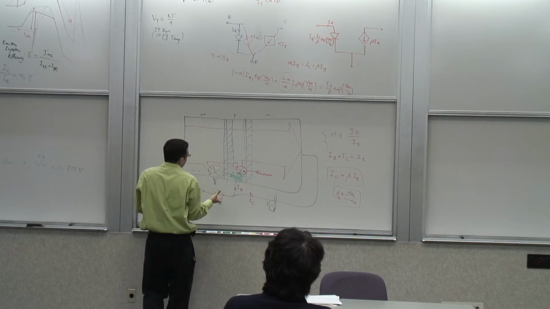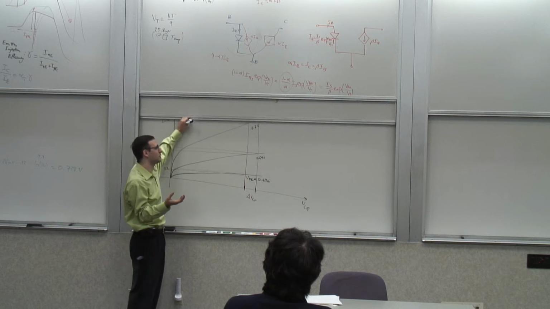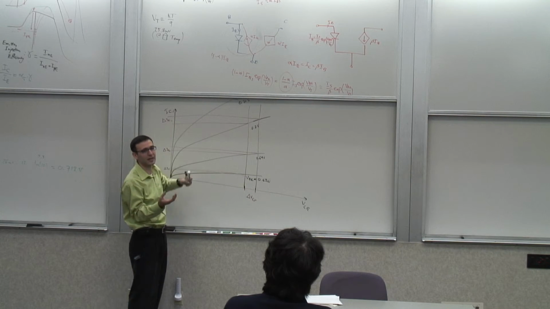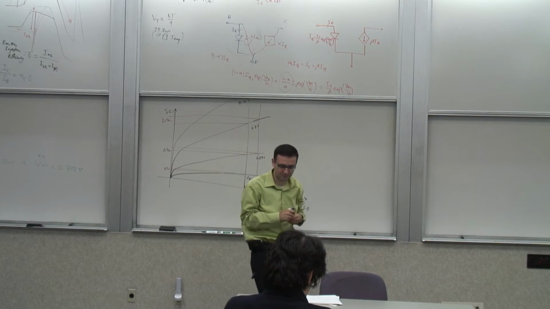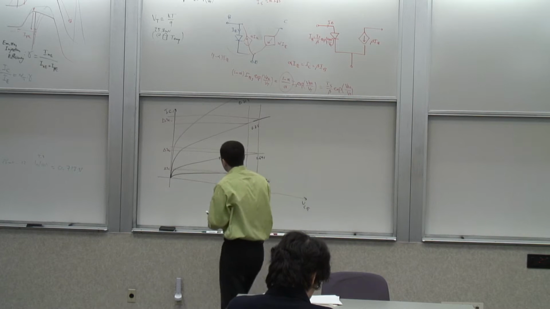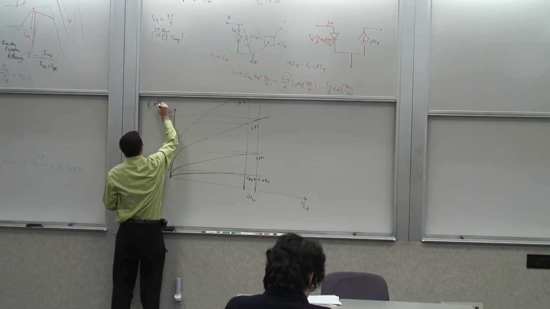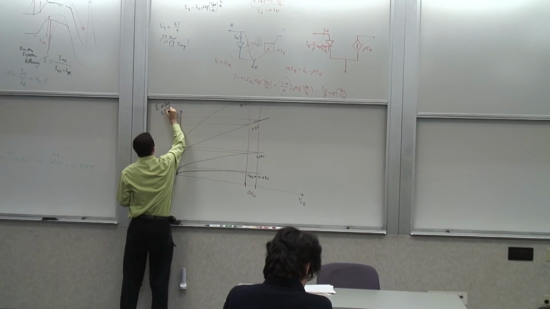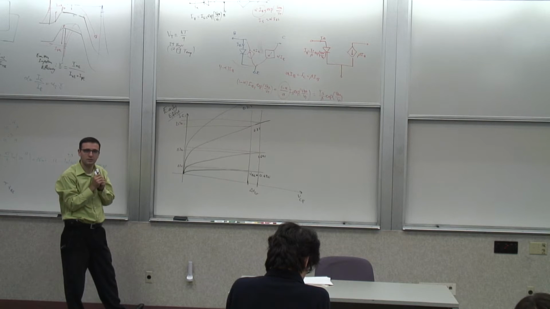Now this is sometimes called base width modulation, or the Early effect. It doesn't have anything to do with early or late. It's actually the name of the guy. Last name, his name is Early. His name is James Early. And so this Early effect really goes back to the modulation of the base width.